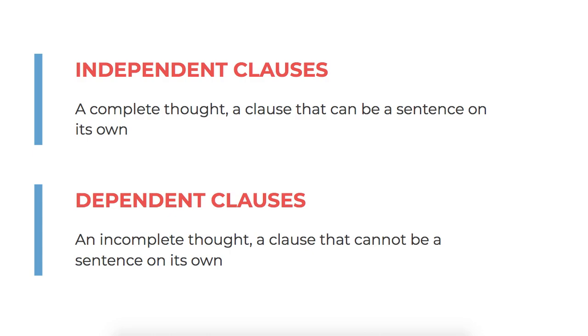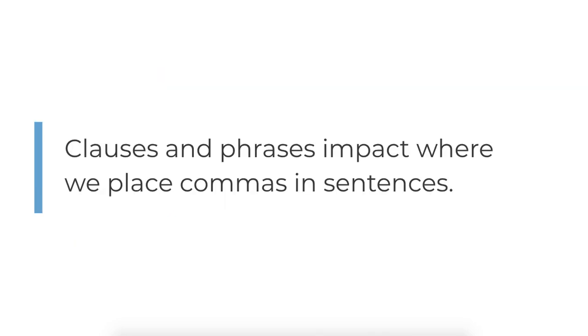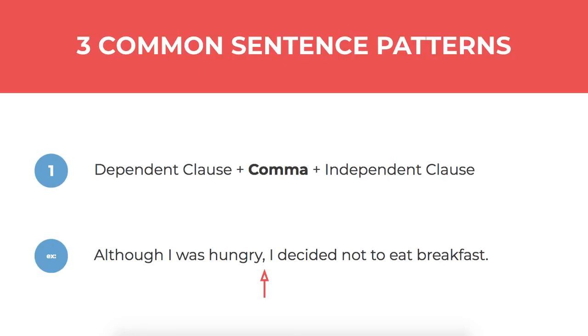Now, dependent clauses, on the other hand, are an incomplete thought. So they have the subject and the verb, but they don't make sense by themselves. They need a little bit extra in order to be a sentence. Now, the reason why this is important is because clauses and phrases impact where we place commas in sentences. Now, we're going to go through three main patterns that we see a lot in the English language. These aren't the only patterns for sentences, so I don't want you to think that this covers all of them, but these are the three top ones, and they're going to be important to show you how to build sentences with clauses.